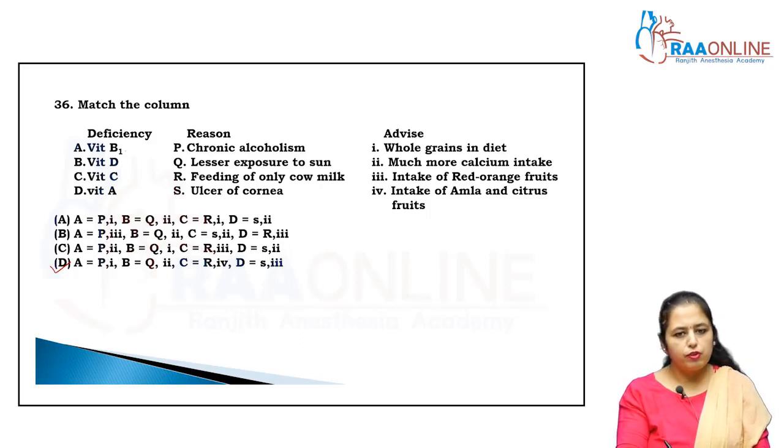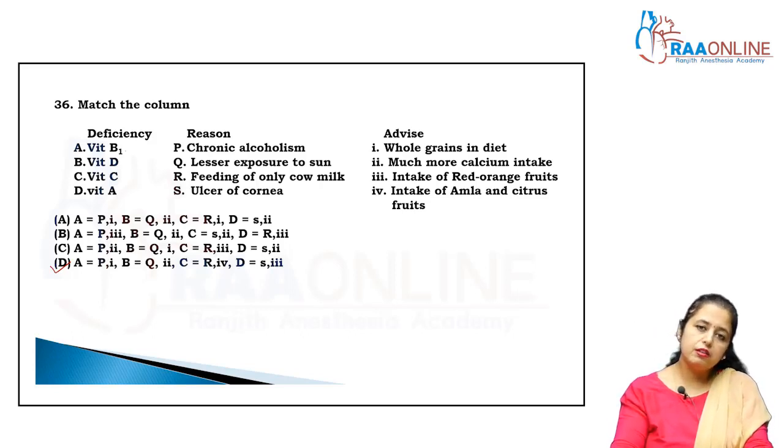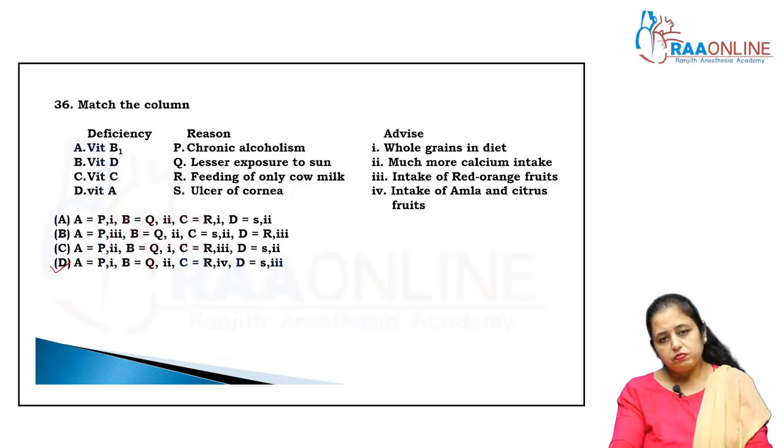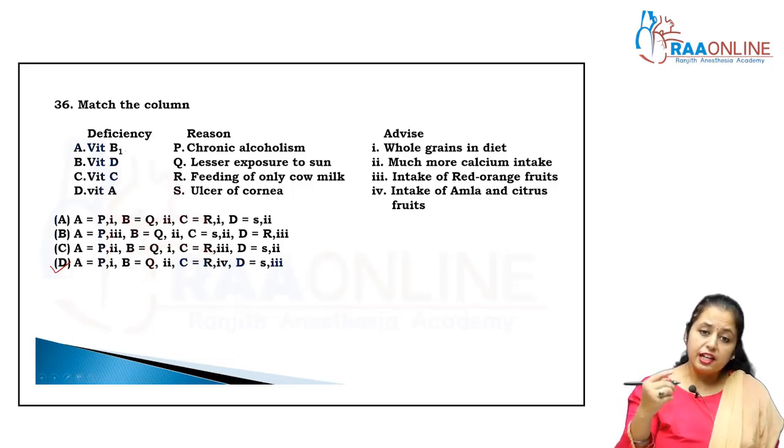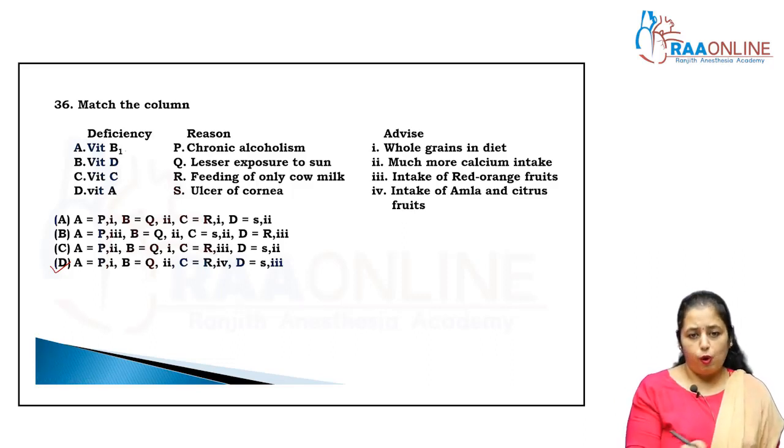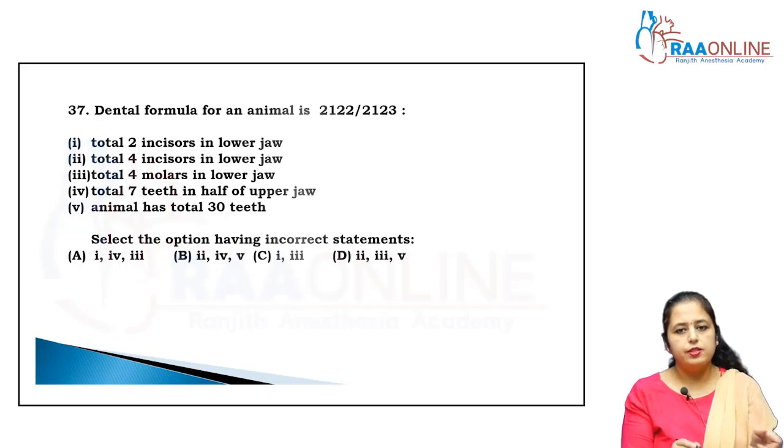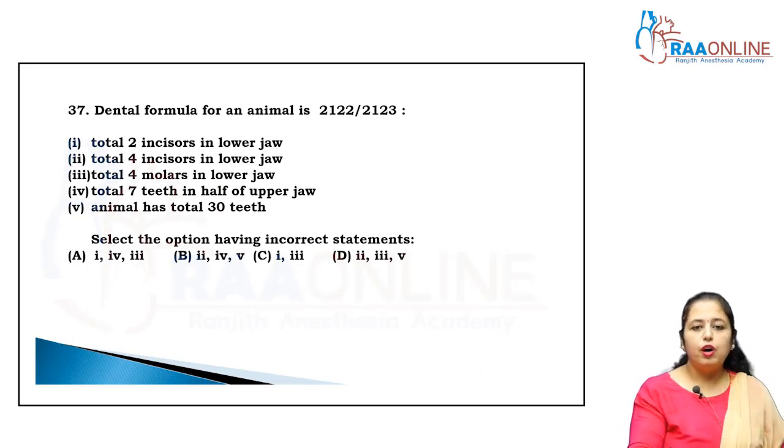And vitamin A: ulcers of cornea. Exactly, but intake of red orange fruit. Why? Because it carries the beta carotene pigment, which helps in the synthesis of vitamin A, which forms the eye pigments, that is rhodopsin and iodopsin, and it repairs the biomembranes also. So ulcers of cornea should be treated by vitamin A, right? So the answer is D.